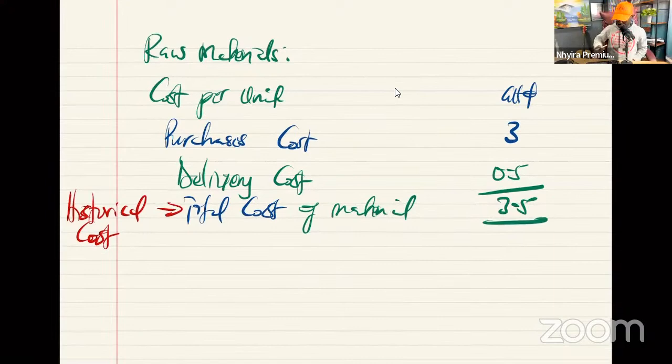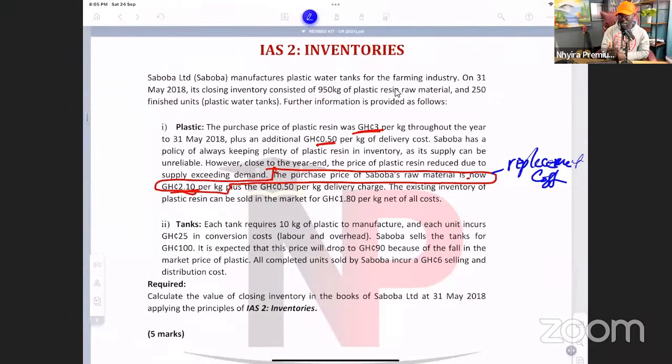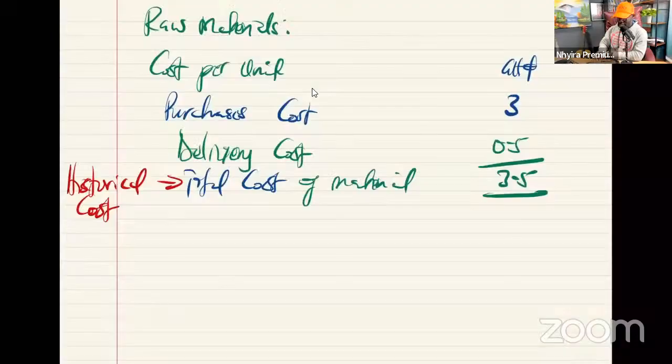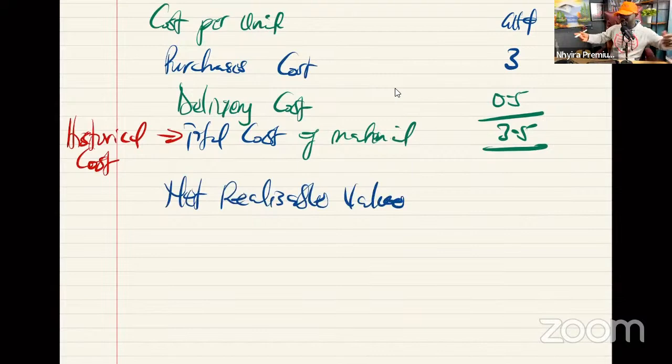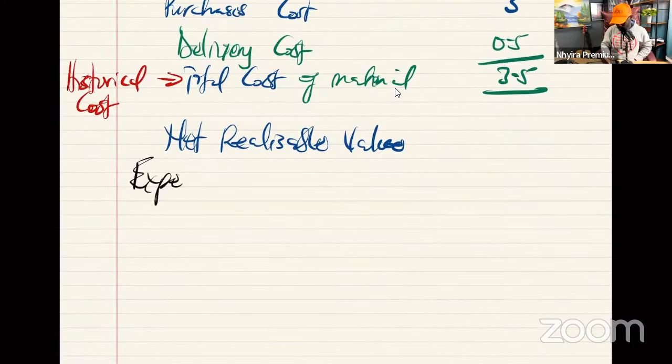Let's continue. The existing inventory of plastic resin can be sold in the market for $1.8 per kilogram net. So right now, the inventory that they have, which has a historical cost of $3.5, has a net realizable value. Net realizable value will be our expected sales proceeds if we sell the inventory. And that is an amount of 1.8.